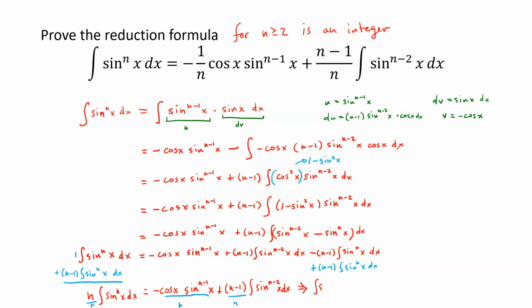The integral of sine to the n x dx equals negative 1 over n cosine x sine to the n minus 1 plus n minus 1 over n, the integral of sine to the n minus 2. Okay. There we have it.